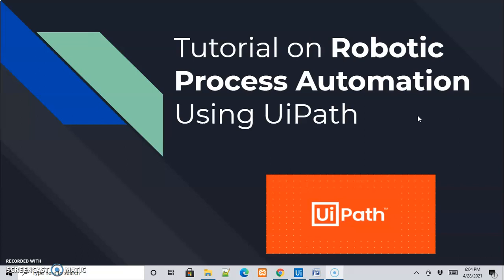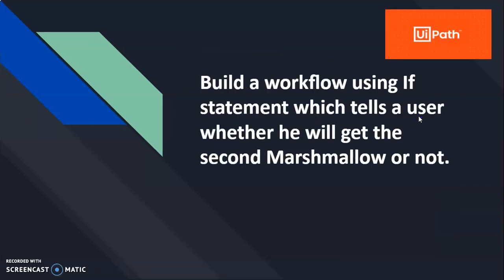So in this session, we'll be considering the example to build a workflow using if statement which tells a user whether he will get the second marshmallow or not. So first of all, we will ask the user whether he wants to eat a marshmallow for now or after 5 minutes. So based on that user input, we will display a message whether he will get a second marshmallow or not. So in this example, we will be seeing how to use the if activity into the building of workflows.